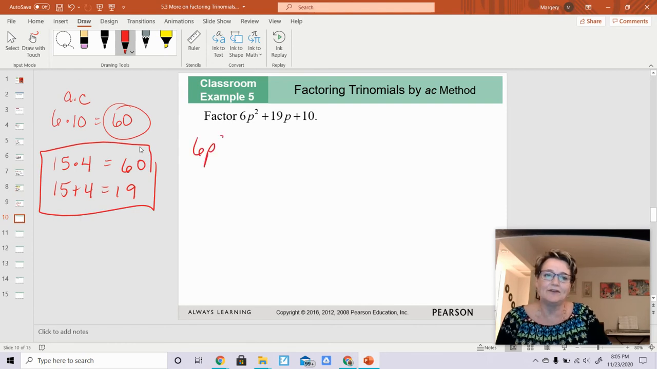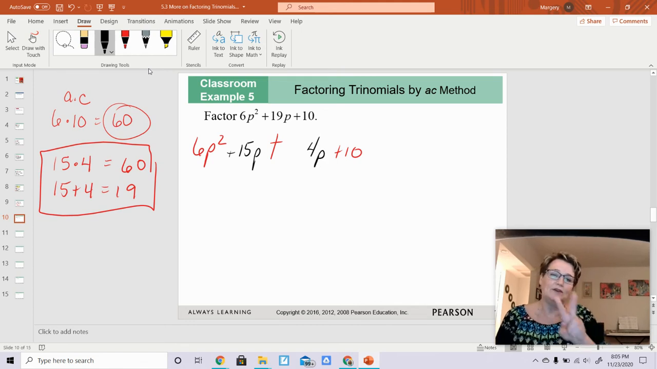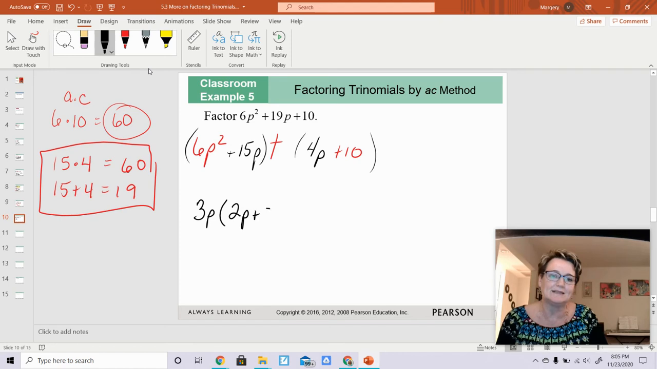You write down the first term. You write down the last term. You put a big plus sign in the middle. I don't care which one you use. I'm going to use the 15 first, and that's p. This one here is going to be 4p. If you notice, the two black terms add up together to give you 19p. You grab these two together, you grab these two together. These two only share a 3p, so that gives you 2p plus 5. These two share a 2, and that gives you 2p plus 5.